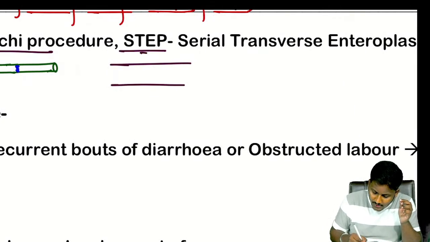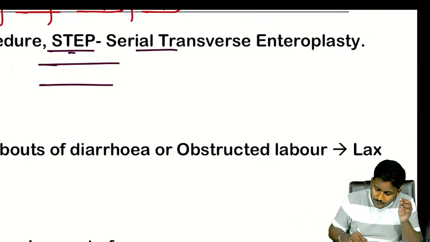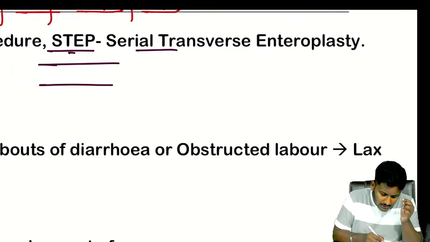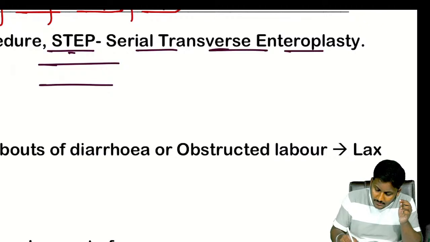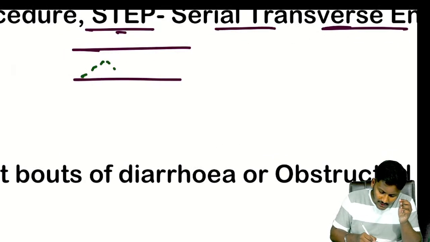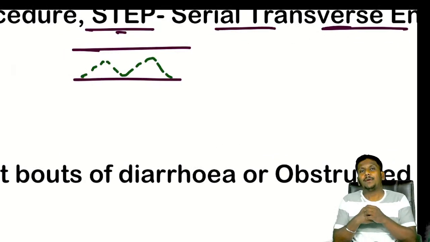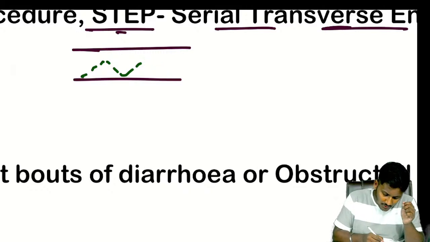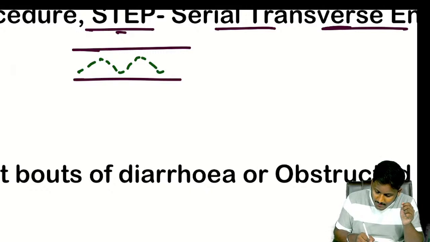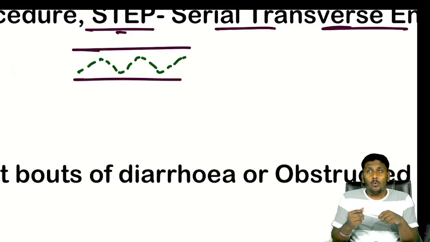So in STEP, the serial transverse enteroplasty, what do we do? Understand. Here, beta, we use staplers basically, and we are going to apply the staplers in the intestine. But in which manner? In this kind of manner, beta. We are going to apply the staplers in this manner. Now what is going to happen due to these staplers, beta? As we have applied the staplers in a zigzag manner, what will happen now?